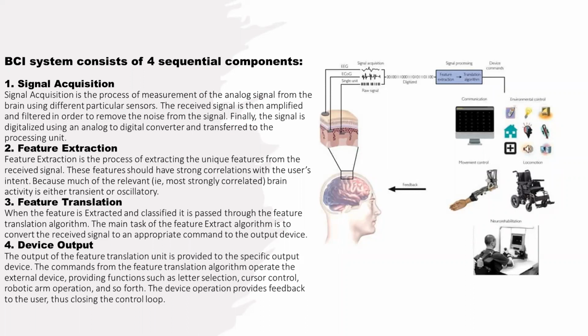A brain-computer system consists of four sequential components. The first is signal acquisition, then feature extraction, feature translation, and device output.